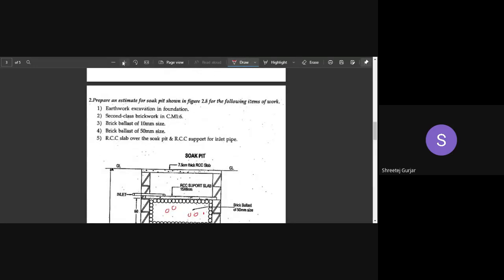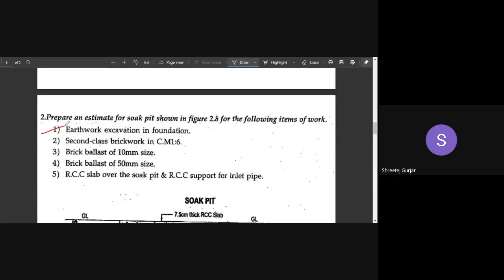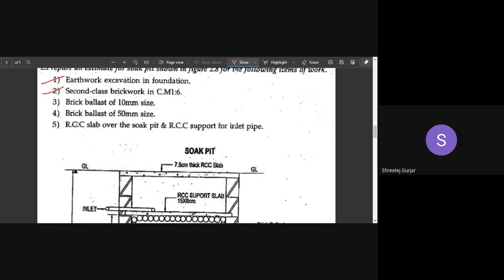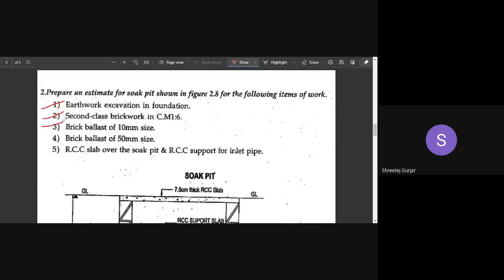Okay. So we need to calculate earthwork in excavation in foundation, no problem, very easy. Second class brickwork in cement mortar, that is this, right? This thing, walls. Then brick ballast of size 10 mm, that is provided in your bottom layer. And then brick ballast of 50 mm size, which is at the top. Okay, so that quantity next.